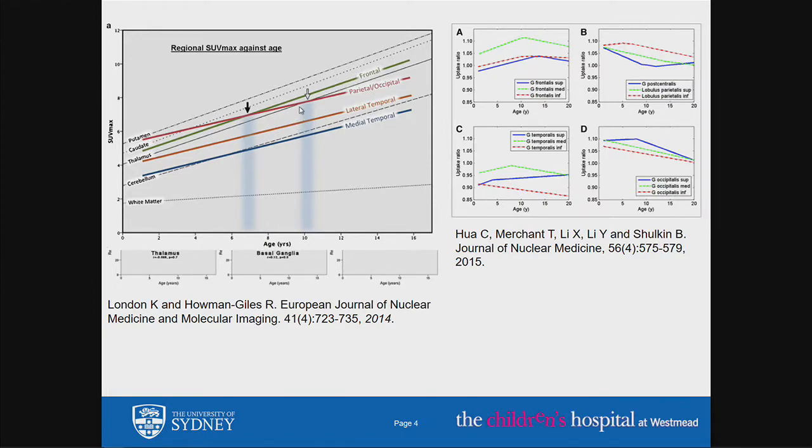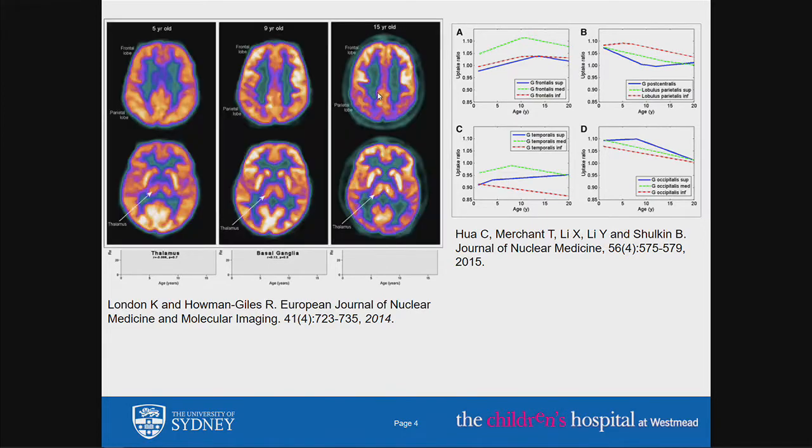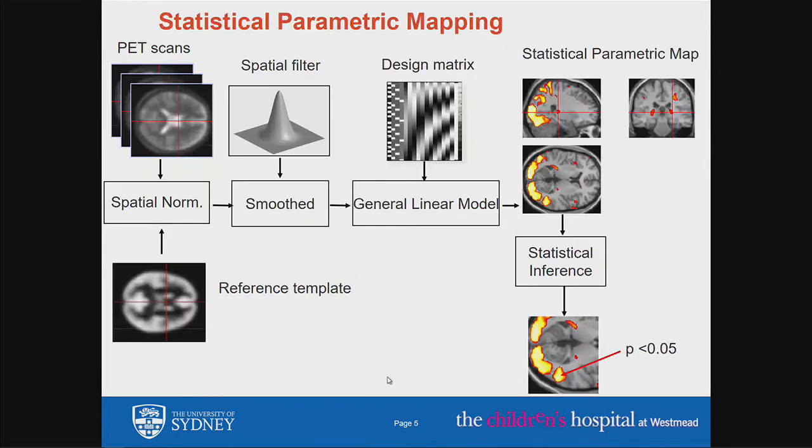So the different relative patterns we see result because of this slightly lower trajectory of increase of the parietal and occipital lobes. And this is the image I showed before.